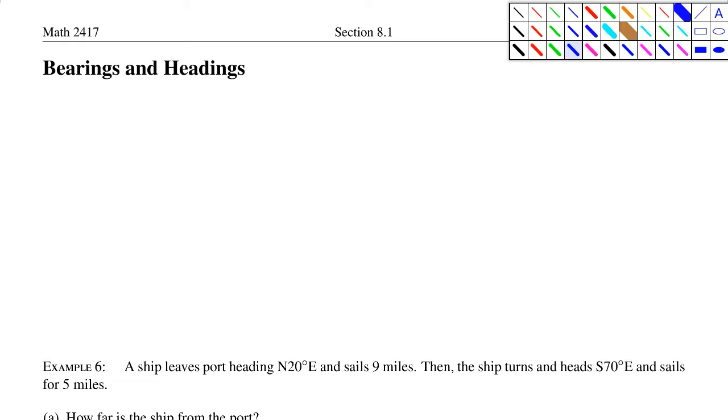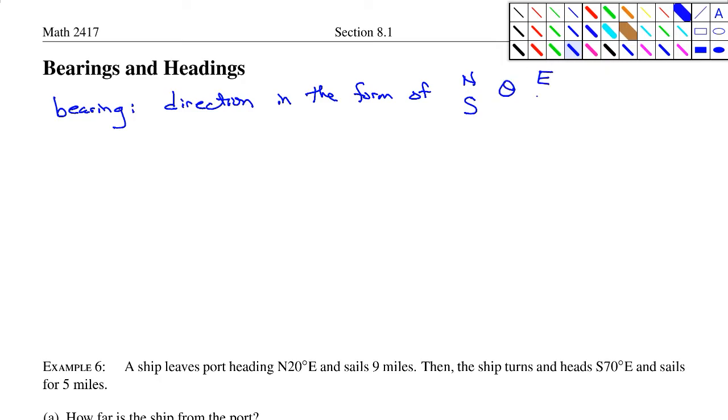Finally, we want to look at bearings and headings. A bearing is a direction. It's a direction in the form of, and it has three parts. You start with either a north or a south direction, then you give it the angle, and then you tell it it's either east or west. But it's always north, south first, then the angle, then the east and the west.